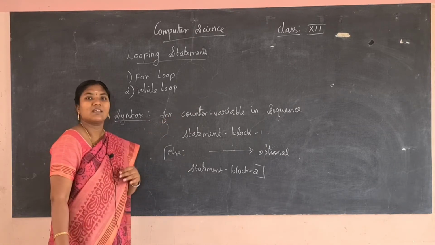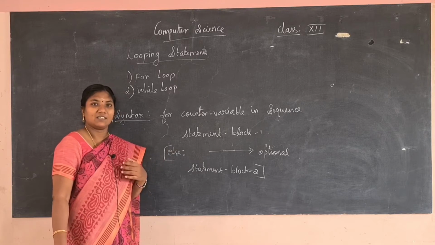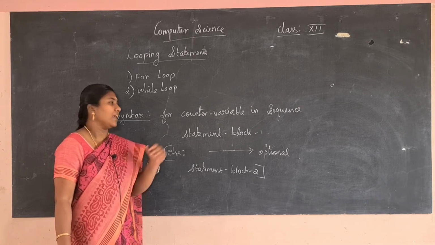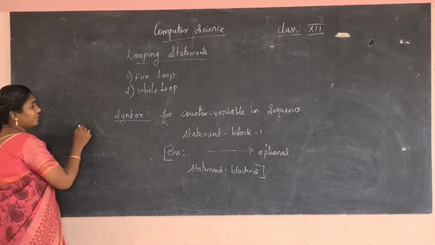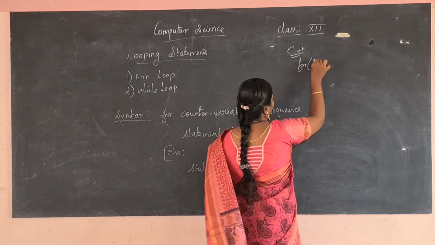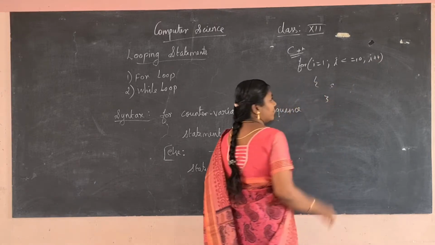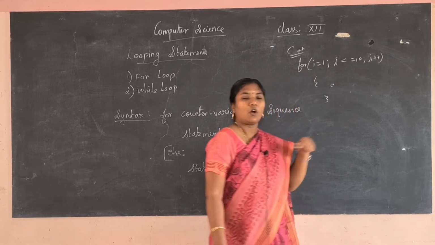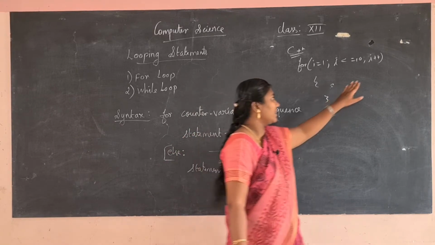In the sequence we will be giving the starting point, stop point and the increment value. For giving the start value, stop value and increment or decrement value, we will be using a function called the range function. In C++, how will you give it? The C++ for statement is for i equal to 1, i less than or equal to 10, i plus plus, and then your set of statements will be given, isn't it? Here the start value, the stop value and the increment value determine how many times the loop gets incremented, and by what value, by 1 or 2.